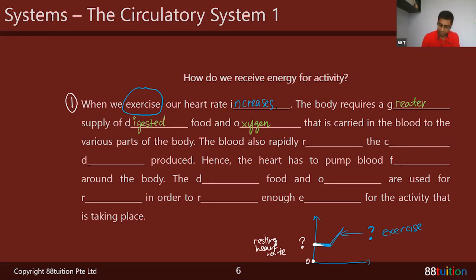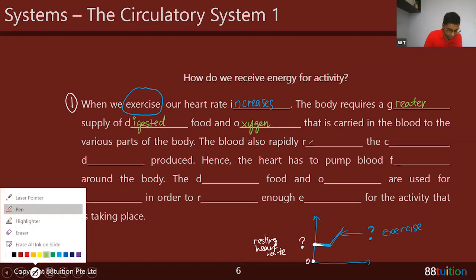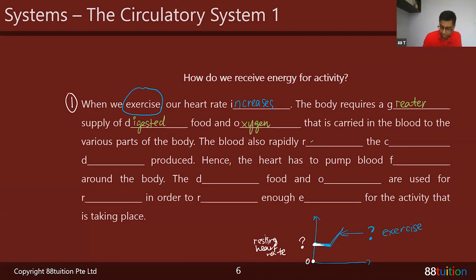The blood also rapidly removes the carbon dioxide. Let's have another color. I'm going to use many colors. I'm going to have fun, so that each sentence has a new color. Oh, but this color can't be seen. So let's use white.